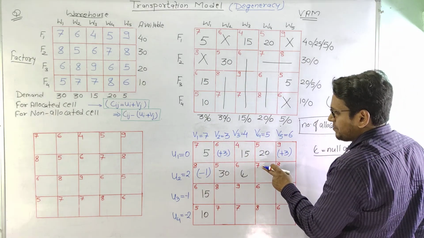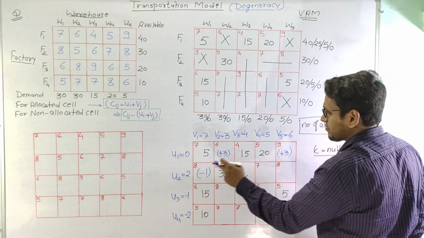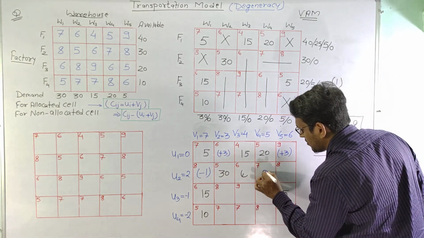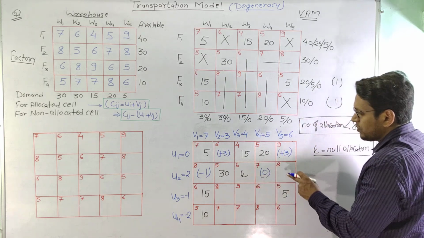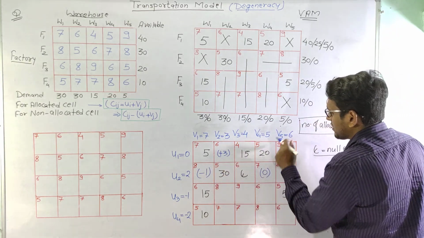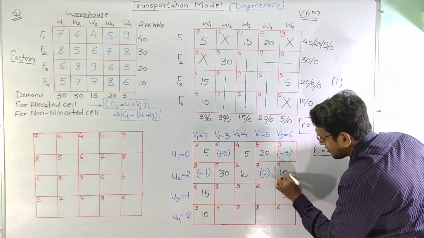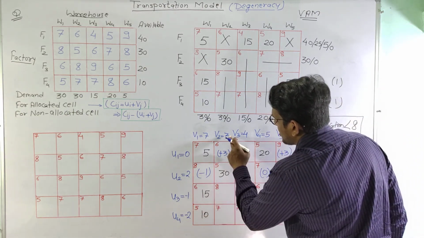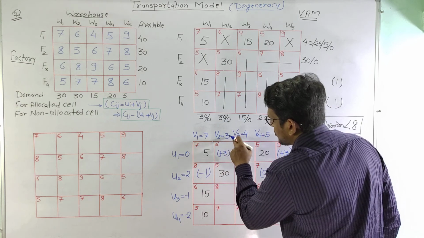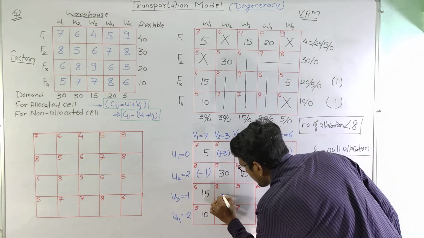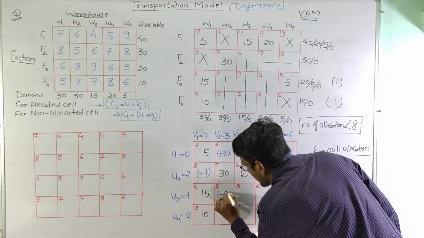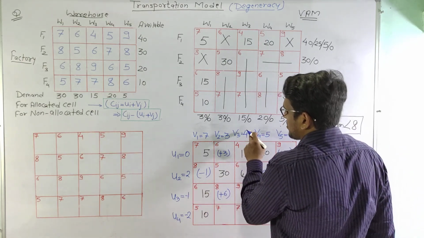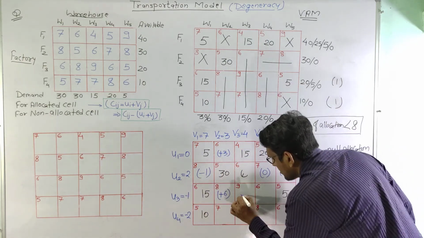And this is 7 minus (7 plus 2 plus 5). 7 minus 7 is 0, so this will be 0. 8 minus (2 plus 6), 8 minus 8 is 0. Here 8 minus (3 minus 1 plus 3), that means plus 2. 8 minus 2 is plus 6. Here 9 minus (1 plus 4), that means 3. 9 minus 3 is plus 6.